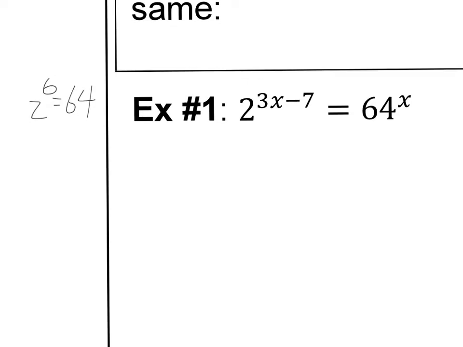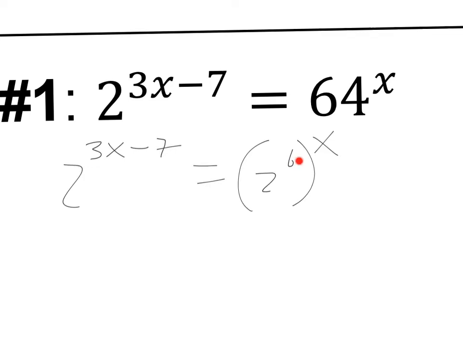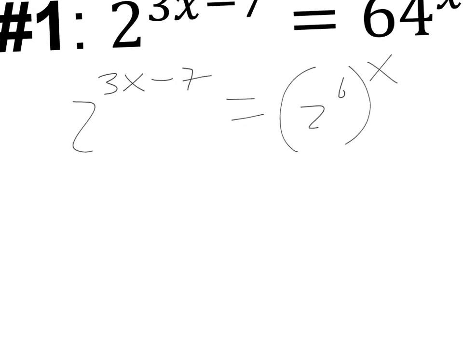Okay, well, since we know that, we can actually rewrite all of this. We could say that this is like saying the exact same thing, 2 to the 3x minus 7 equals, but instead of 64, I could write it as 2 to the 6. And then it's still to the x power. Now, this is where our properties come in handy, because we know that we have an exponent to an exponent here, so we can just multiply. And so this is really like saying 2 to the 3x minus 7 equals 2 to the 6x.